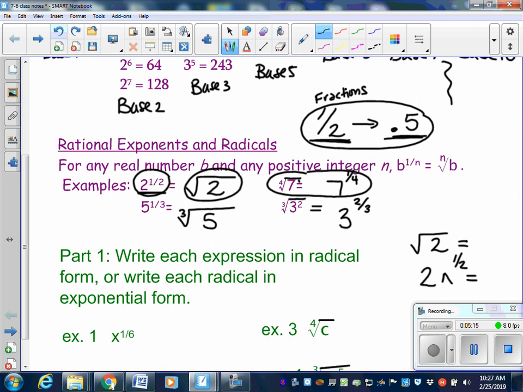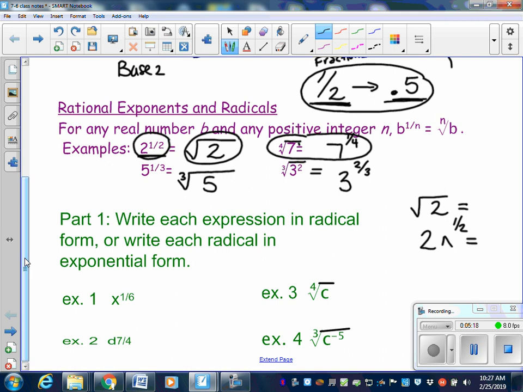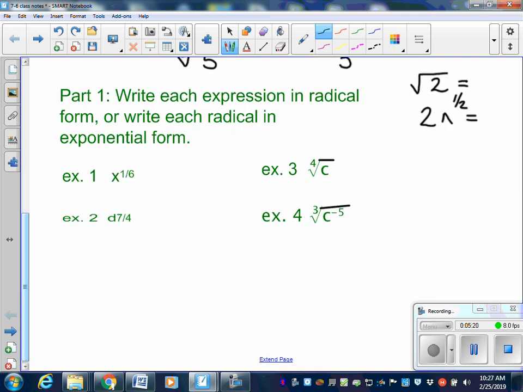So part 1, you only have 2 parts for today. It shouldn't take you long to do part 1. Part 1, all they want you to do, if it's in exponential form, is put it back into radical form. So this should only take a couple of seconds, to put the x on the inside and write it as the 6th root of x. You can put the 1 here, but on my answer key it won't have a 1 there. It'll just be the 6th root of x.